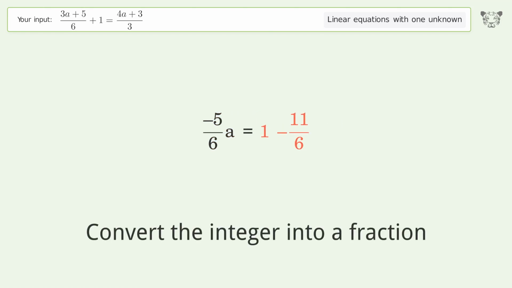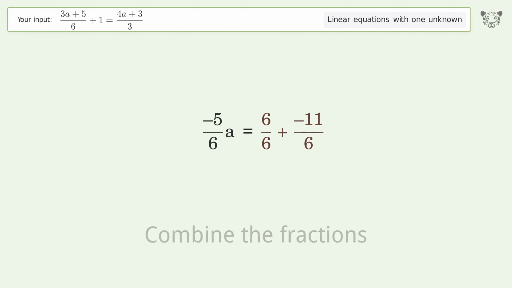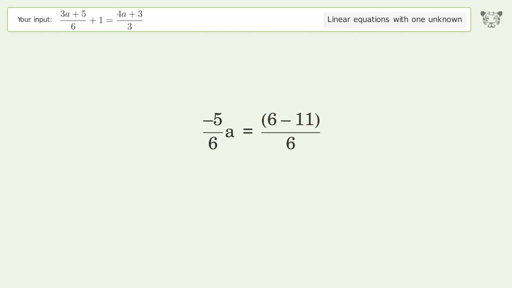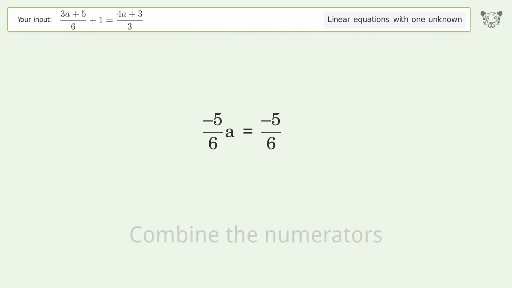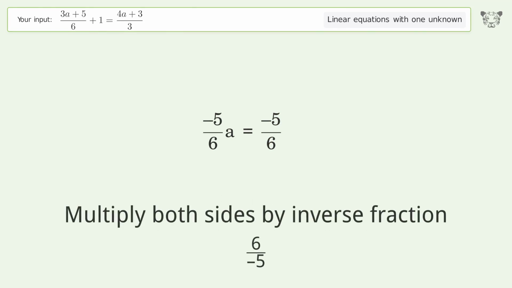Convert the integer into a fraction. Combine the fractions. Combine the numerators. Isolate the a. Multiply both sides by inverse fraction 6/5.